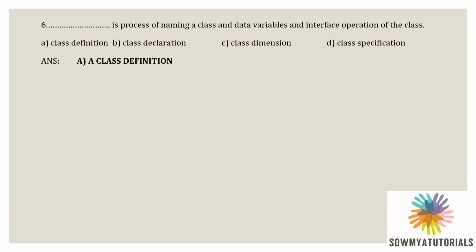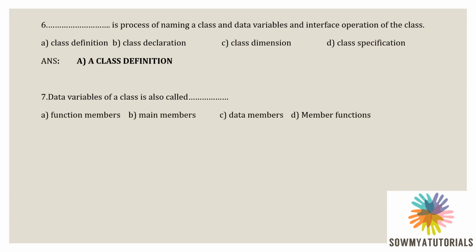A class declaration specifies the representation of objects of the class only. But we have to specify all the classes, all the variables, and all the other operations of the classes, so this definition we call the class definition. So the correct answer we get is the class definition. The class definition is the process of naming a class and data variables and also the interface operations of the class.